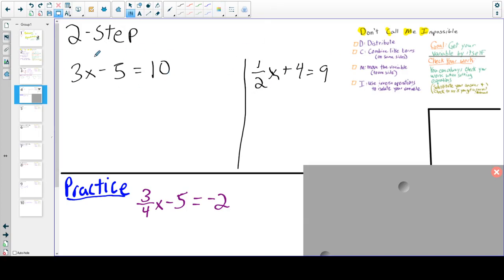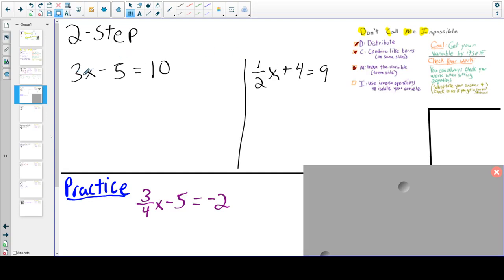So in my first question, can I distribute? No. So I'm done with that. Can I combine like terms? Well, 3x and negative 5 are not like terms, and 10 is by itself, so I can't do anything here. Do I need to move my variable to one side? No, my x is already on one side. So the only thing I have left is using inverse operations.